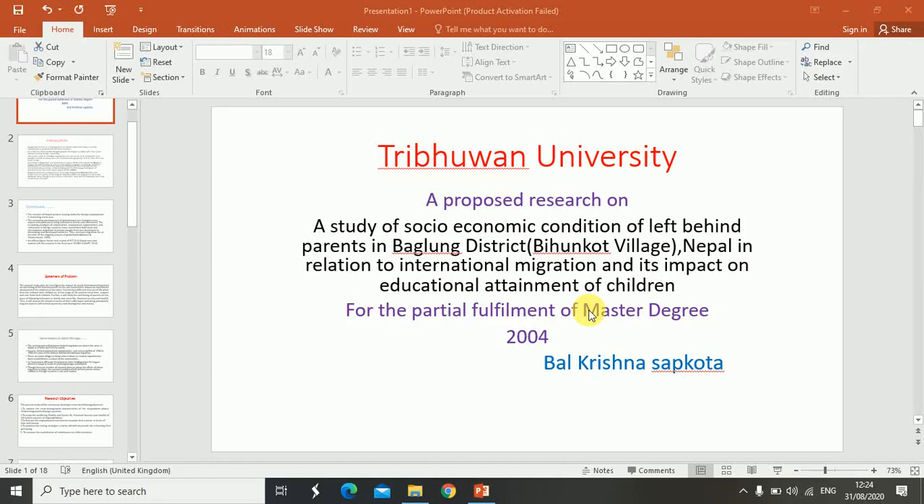If you don't know much about how to write a research proposal with an action plan, you are now in the right place. I am Balkrishna Saputra. I am going to tell you my own experience of conducting research. When I was a master's degree student, I did research at Tribhuvan University, Nepal. So here I am going to tell how to write a good research proposal.